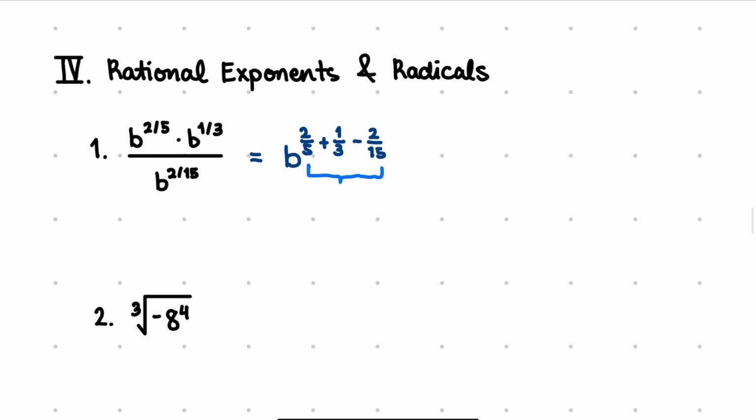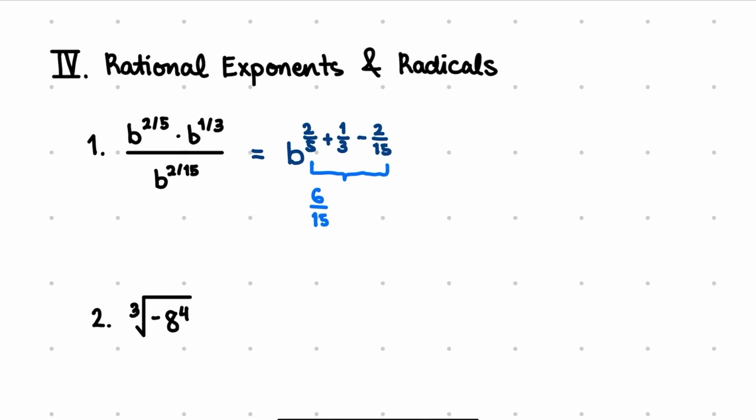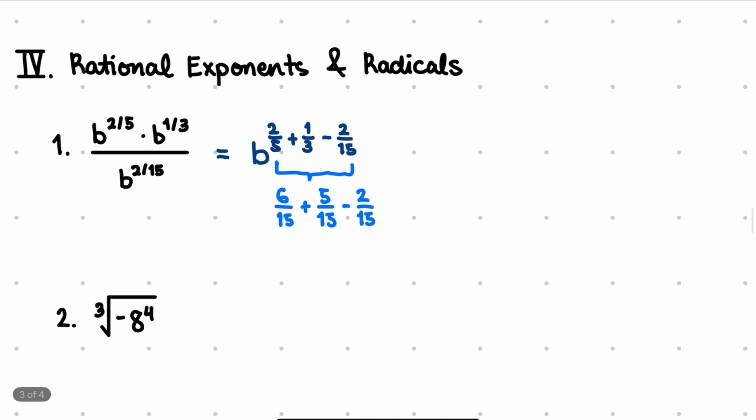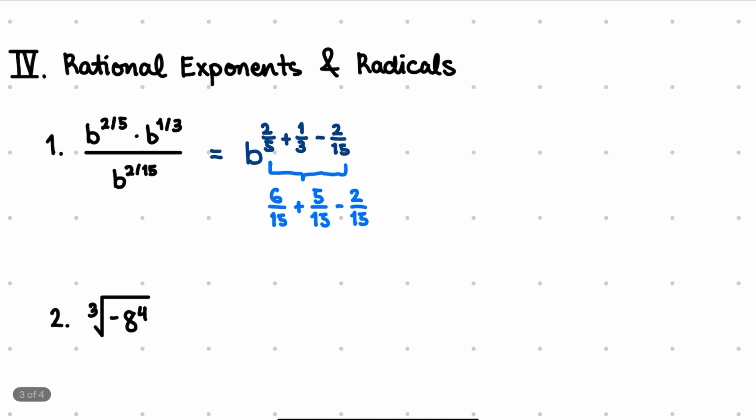Take note that 2 over 5 can be written as, if we multiply by 3 over 3, 6 over 15. And then for the 1/3, when we multiply by 5 over 5, we'll have plus 5 over 15. And then copy the minus 2 over 15. And when we simplify this, 6 plus 5 minus 2 will be 9 over 15.